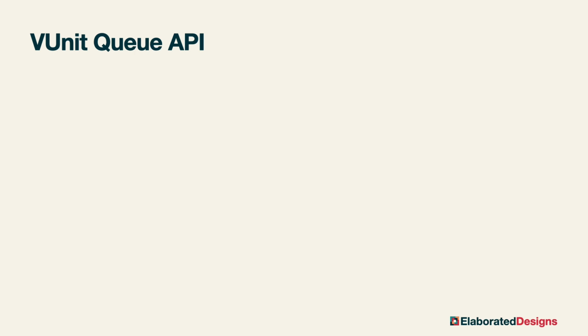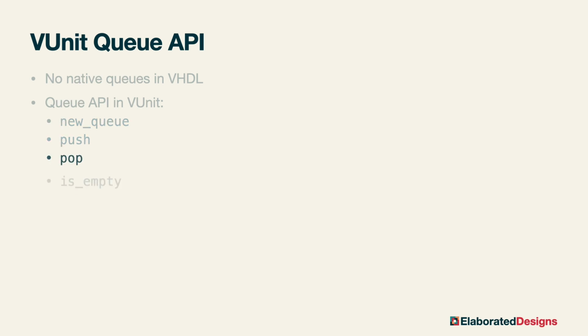Unlike SystemVerilog, VHDL does not support queues natively. Luckily, the VUnit verification framework includes a queue data type and API to interact with it, so we don't have to implement our own. The function calls that we'll use most frequently when working with queues in VUnit are new queue, push, pop, isEmpty, flush, and length. Let's discuss each one with a code example.